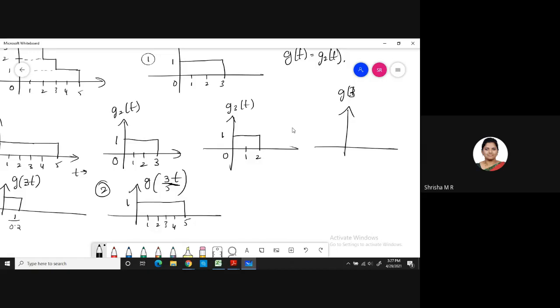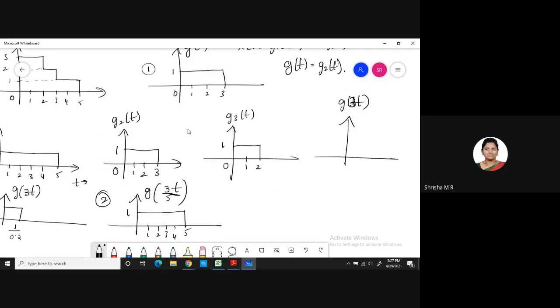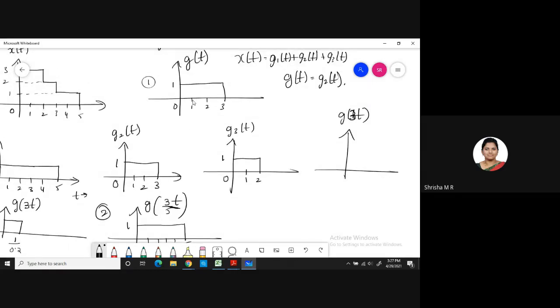Okay. So if I scale it to 3t, so whatever this signal is, G of t, that will come and compress, right? It will come to 0 to 1 with an amplitude 1. Now I want a signal from 0 to 2. Correct? So now I'll scale it 3t by 2, G of 3t by 2. So whatever is at 1 will go to 2. Got it, everyone?